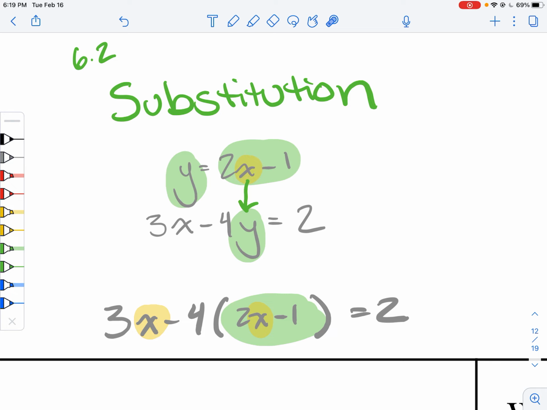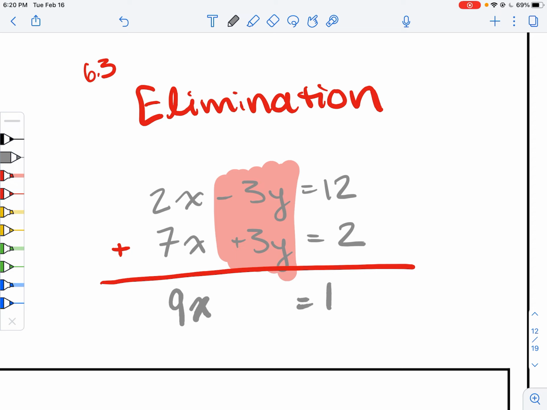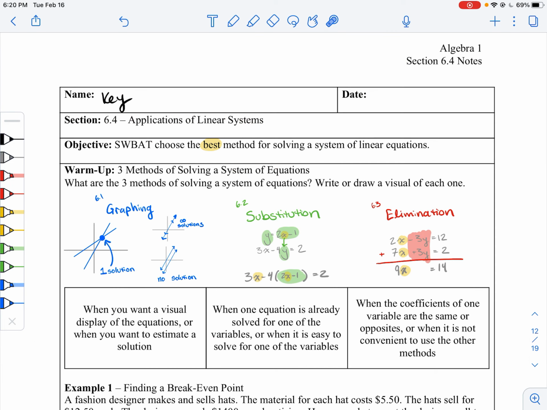After that, we decided that we wanted to eliminate some variables. When you eliminate variables, you need to add equations together, making sure that two of your terms will cancel out. Sometimes they don't come this easily, and you need to do some fancy multiplication to one or both of the equations. Anyway, so now you line them up, you add them up, so we'd get 9x equals 14, solve for x from there, and then plug x back into your equation to figure out what y is. So those are the three methods.